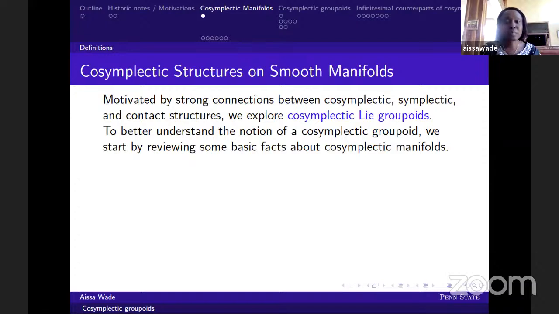Now, what are my motivations? My motivations come from the strong connection between cosymplectic structures, symplectic structures, and contact structures. Because they are really connected, and contact structures and symplectic structures on Lie groupoids have been very much studied, I was wondering what can we do with cosymplectic Lie groupoids? But to better understand the notion of a cosymplectic Lie groupoid, we first need to start with cosymplectic structures on manifolds. And this is what I'm going to go through first.